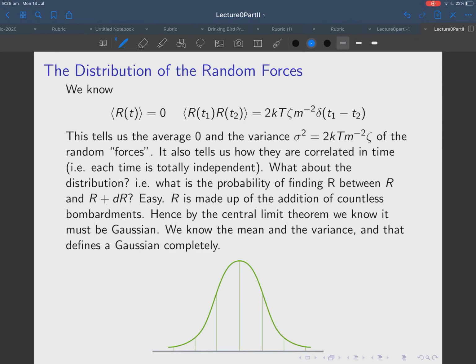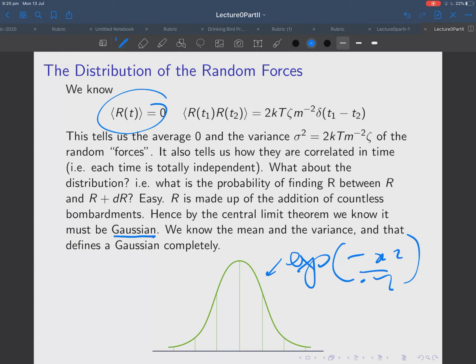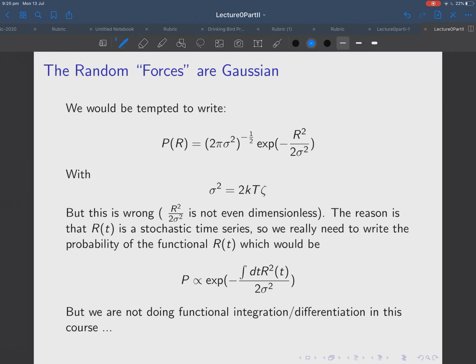But the central limit theorem tells us that if you have a whole lot of random stuff added together, in almost all cases, when you add random stuff together, you get a Gaussian distribution. In other words, a bell curve, one of these e to the minus x squared times some constants curves. The standard bell curve thing. So it's Gaussian. So we actually know now how the random forces for the Langevin equation are distributed. We know the random bombardments have mean 0. They have a variance which is proportional to that, and they are Gaussian. So we actually know the whole distribution.